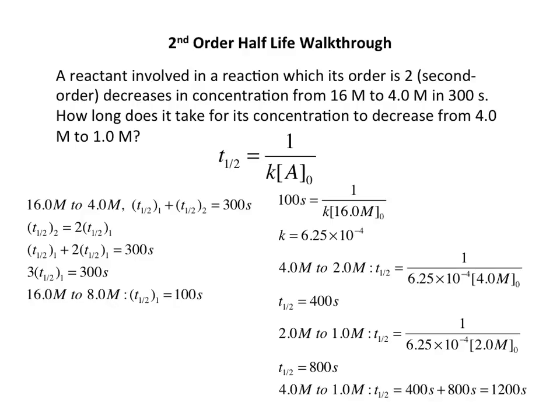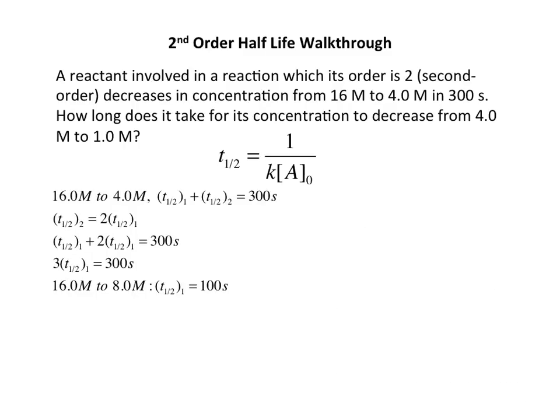Since the problem asks how long does it take for the concentration to decrease from 4 molar to 1 molar, you need to take those two half-lives we just calculated and add them together. So in this case, 400 seconds plus 800 seconds equals 1200 seconds to go from 4 molar to 1 molar.